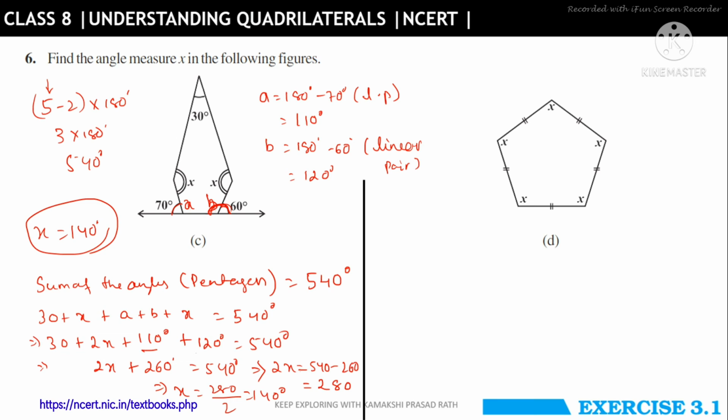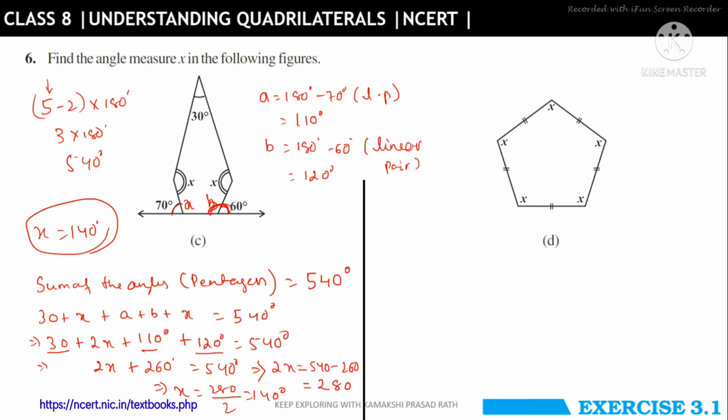110 plus 120 gives 230, plus 30, 260. So 260 shifted to the right side has become subtraction now. Addition becomes subtraction. 540 minus 260. We get 280 degrees. So 2x is 280 degrees. So x will be 280 by 2. We get 140 degrees. The next question, we can see here we have 1, 2, 3, 4, 5 sides.